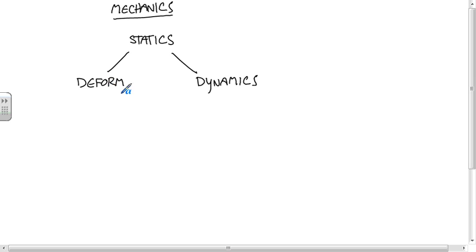This side has to do with calculating: are we in danger of having this structure or material break? And if so, where is it going to break? Dynamics is more, you can think of this as, how will it move?